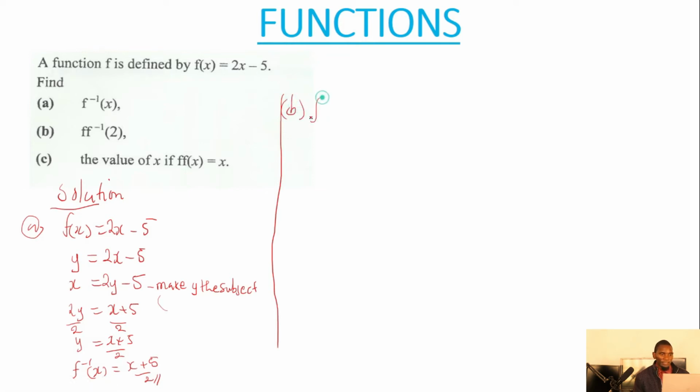They are saying find the composite function of f inverse of 2. So in short, here we have two functions. Remember, for a composite function, you need to have two functions. So the first one is 2x minus 5, and the second one is the inverse of x, which is equal to x plus 5 over 2. So now if they give you the one that is in front, it means that it's going to be substituted in the first one. Okay, so what we are going to have is the f inverse of x.